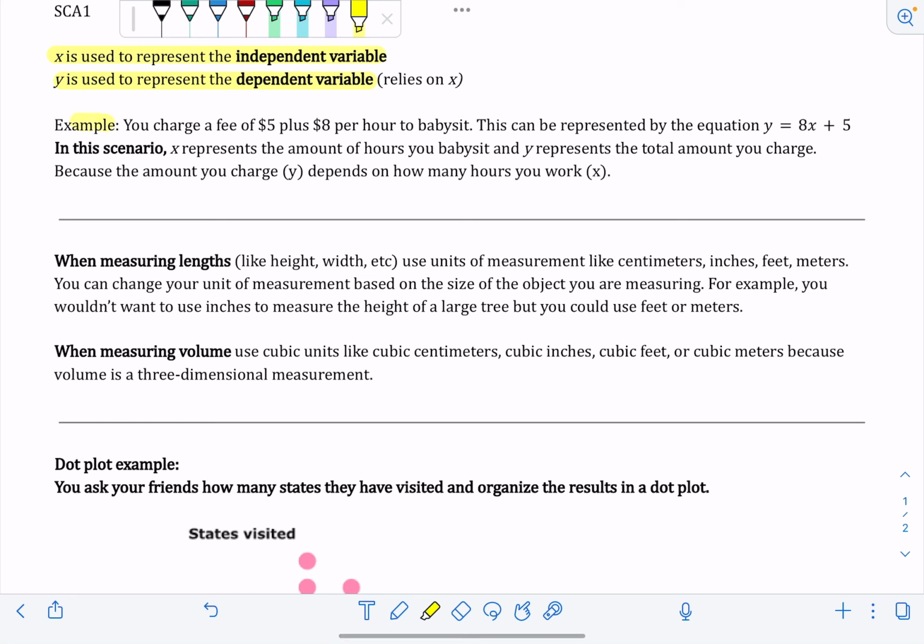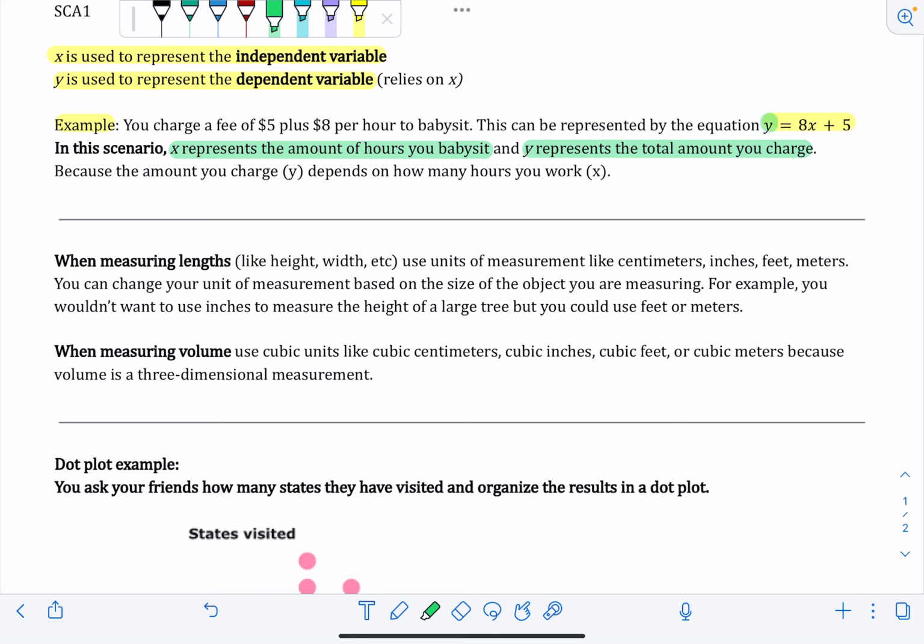That means that the outcome of Y relies on X. So in our example, you charge a fee of $5 plus $8 per hour to babysit. This can be represented by the equation Y equals 8X plus 5. In this scenario, we could say that X represents the amount of hours that we babysit, and Y represents the total amount that we charge.